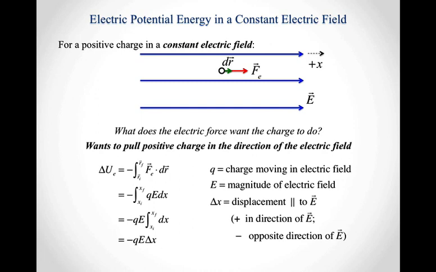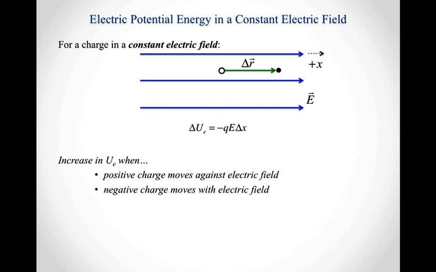So this equation has been set up, but there's a couple special ways that we've defined delta x here that we just need to pay attention to. It's along the field, and it's positive if it's in the direction of E, it's negative if it's opposite the direction of E. So if I want to think about using my equation to figure out whether or not the electric potential energy is increasing or decreasing, I can see from this that the electric potential energy is going to increase when I have a charge moving in a constant electric field.